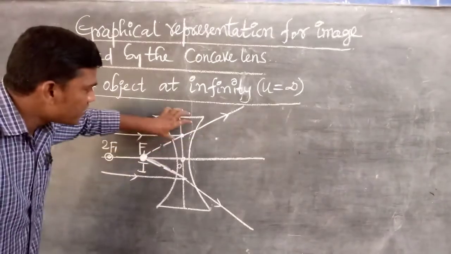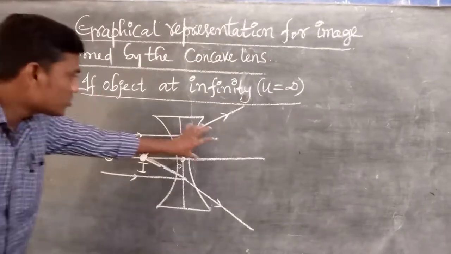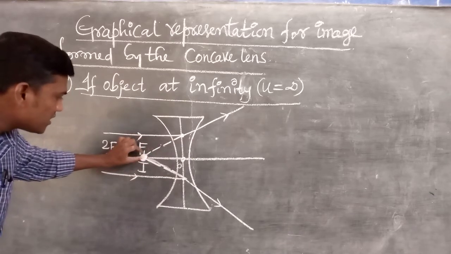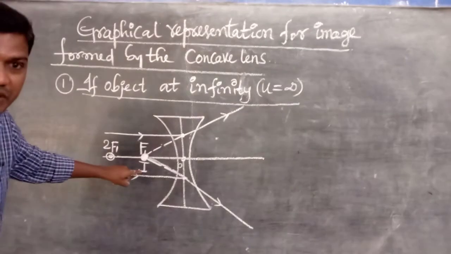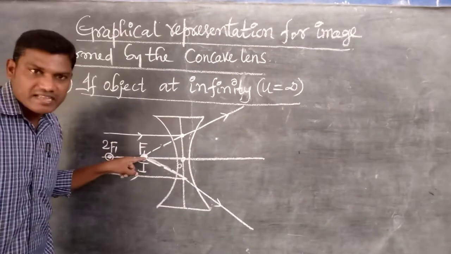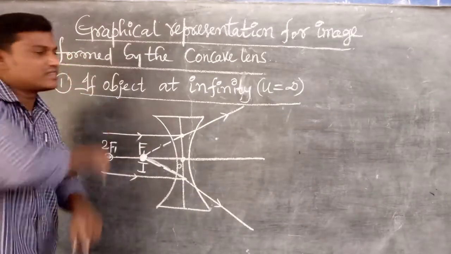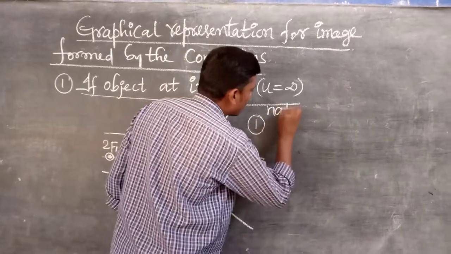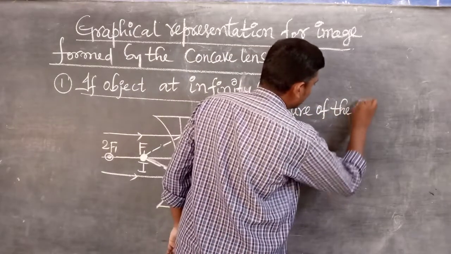From this, what are you understanding? After the refraction in concave lens, the rays never meet. So the two refracted rays you extend backward, and the two rays meet at one point. At that point, image will be formed. But do these two rays really meet? No, these two rays only appear to meet. That's why, which type of image is it? What is the nature of the image?